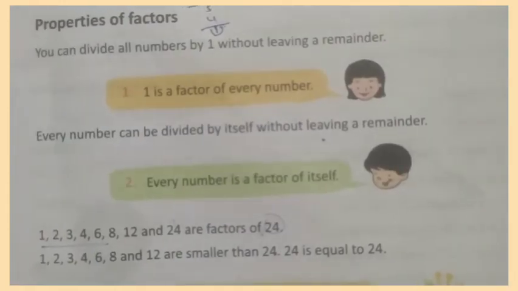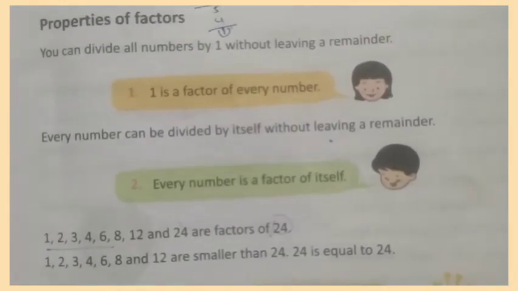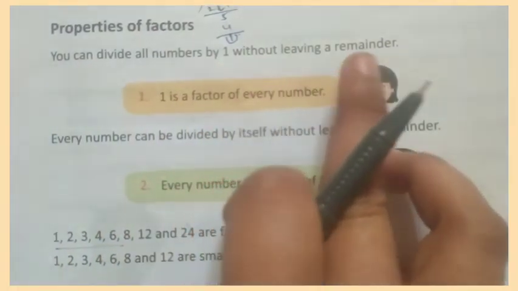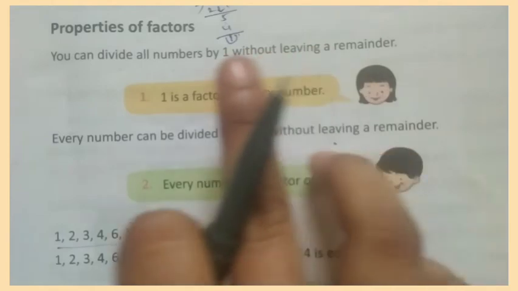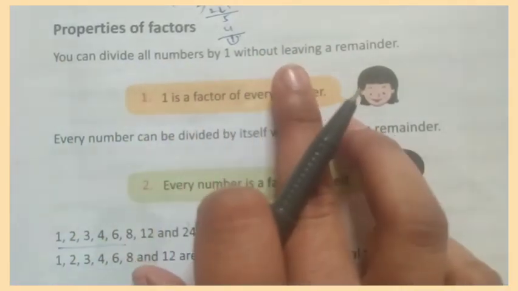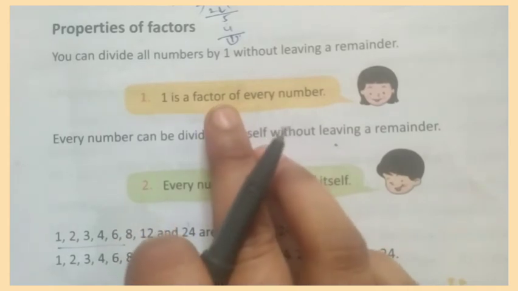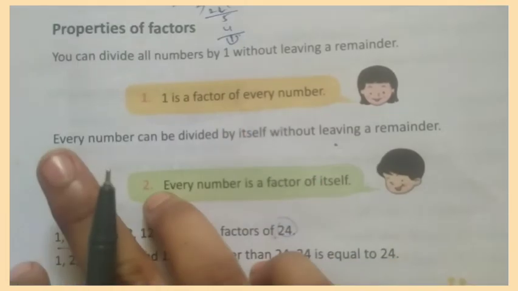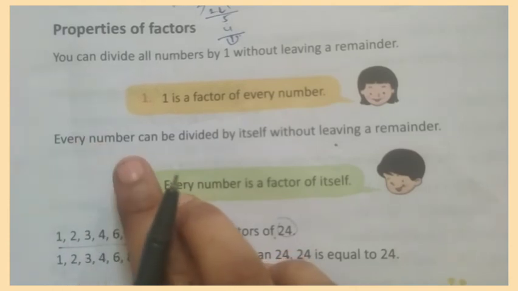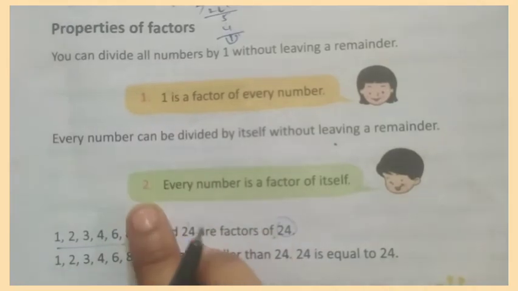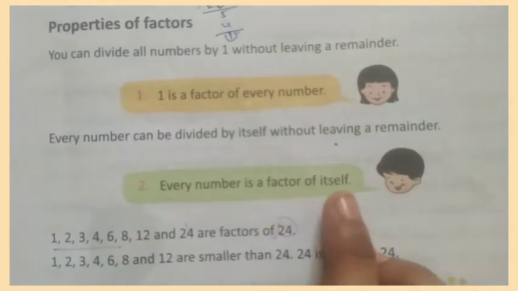I will read once again. Properties of factors. You can divide all numbers by 1 without leaving a remainder. So 1 is a factor of every number. Every number can be divided by itself without leaving a remainder, so every number is a factor of itself.